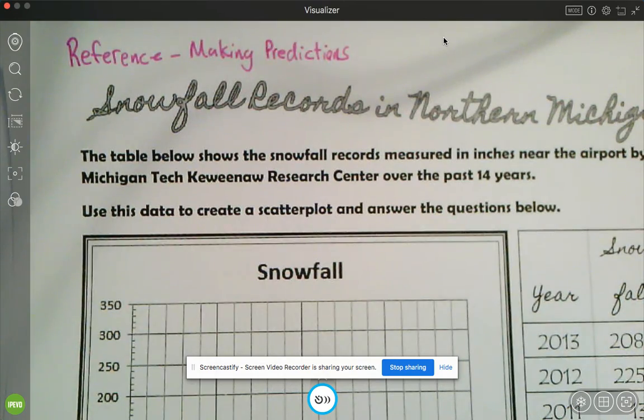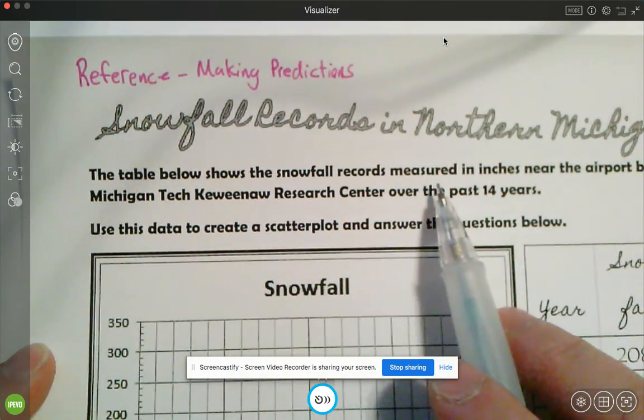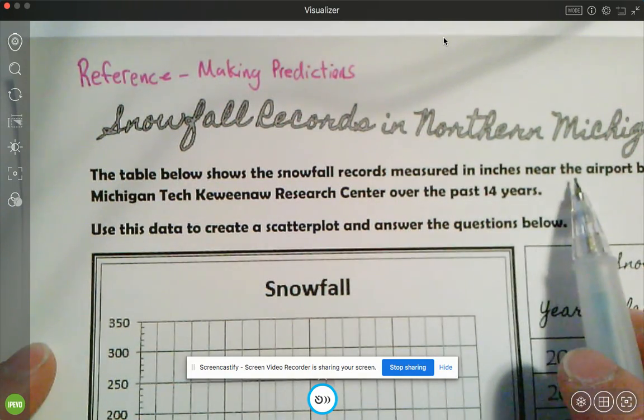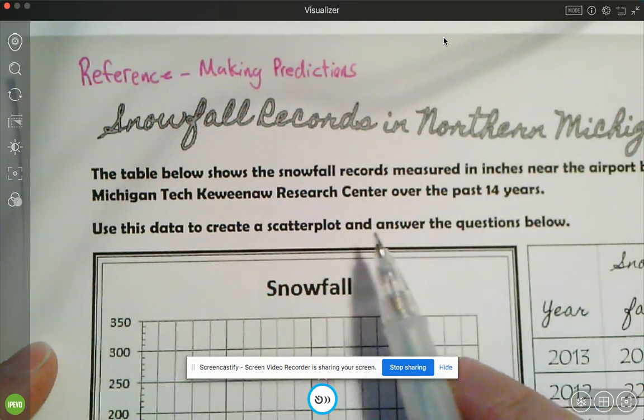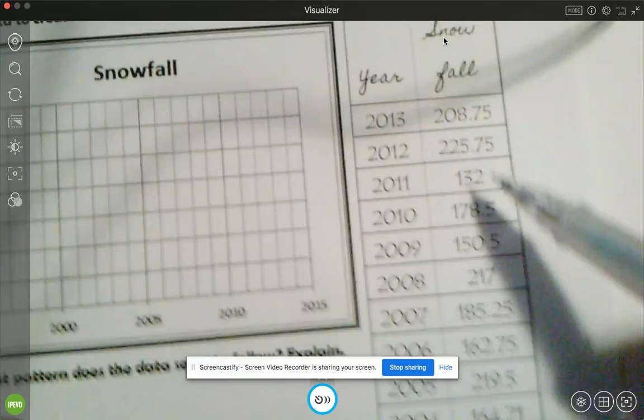If you have access to a printer and you want to print this out and go along with it, that's cool. If you just want to watch it and then maybe copy down when I start doing the actual math and practice, or even better yet, practice what I'm about to do on Desmos, that would be a good way to go about this video too. So it says here, the table below shows the snowfall records measured in inches near an airport in Michigan over 14 years. Okay. So basically, here's data.